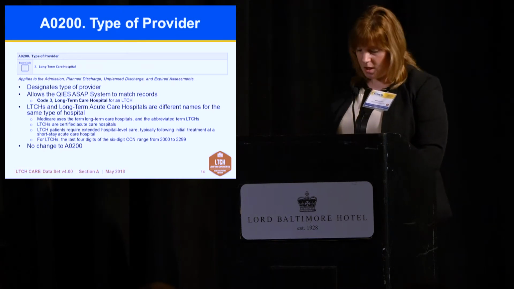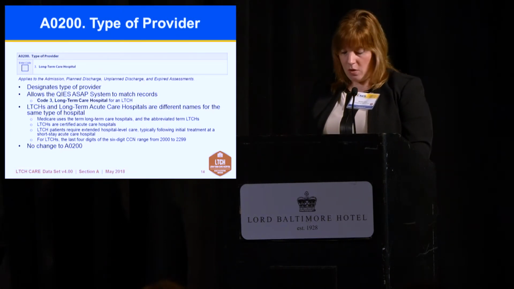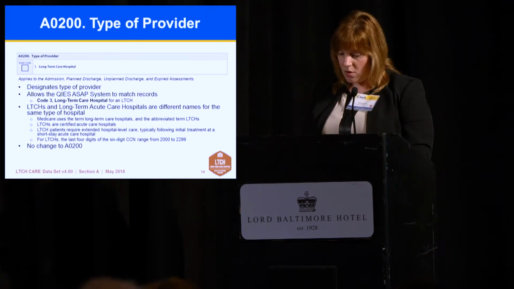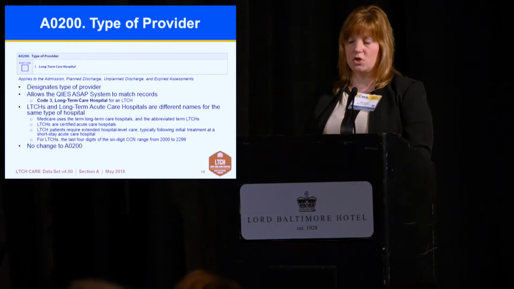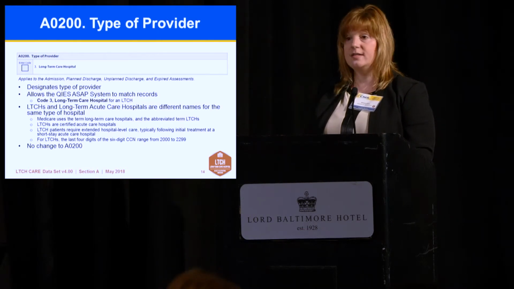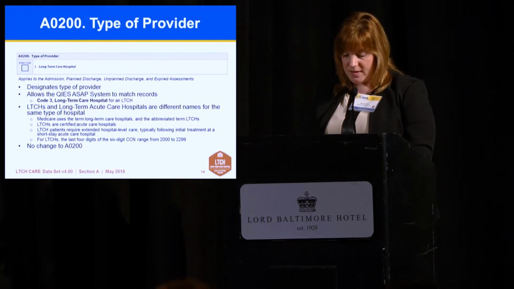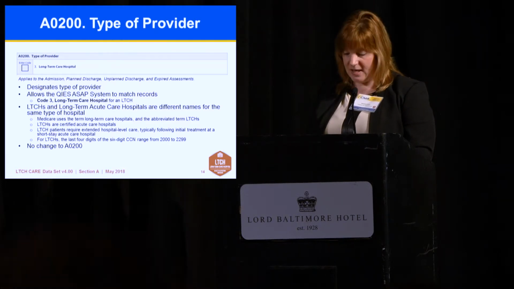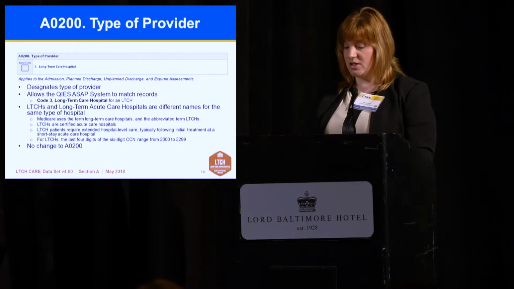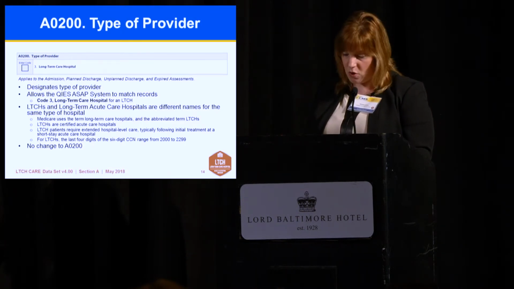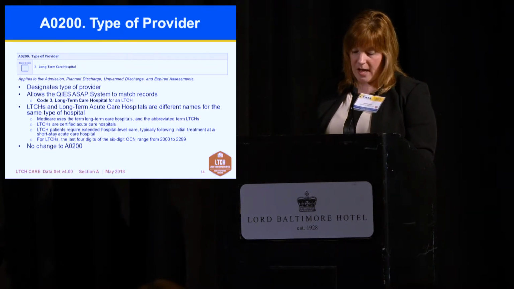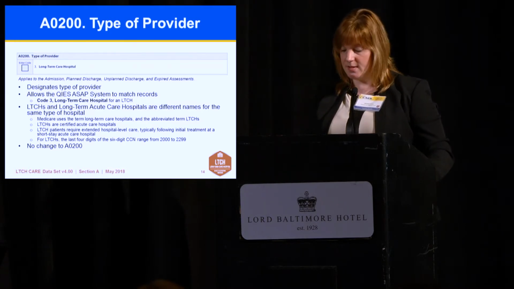The next section is A0200, type of provider. In this section, it is quite simple, as there is only one item for selection, that is long-term care hospital. LTCH and long-term acute care hospital are the same type of hospital. Medicare uses long-term care hospital in the abbreviations such as LTCH. We are characterized by our certification as acute care hospitals with patients requiring extended hospital level of care following a short acute hospital stay. There are no changes to this section.